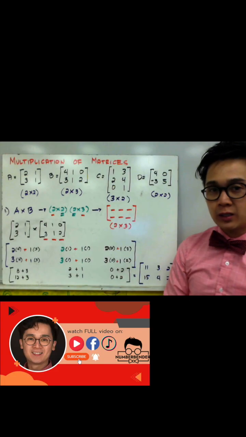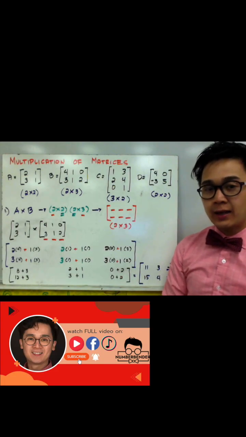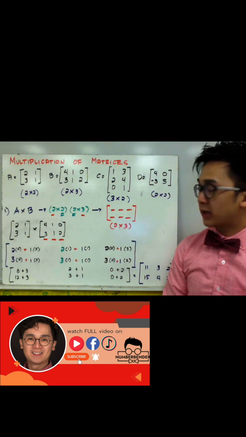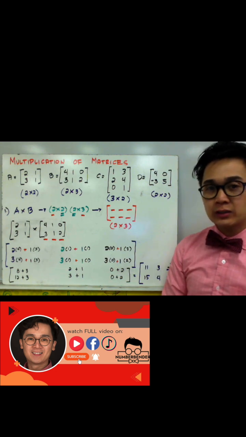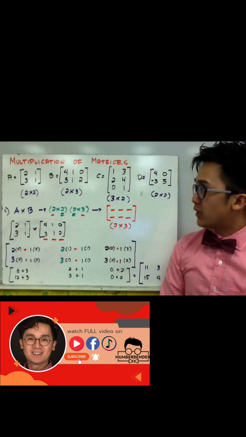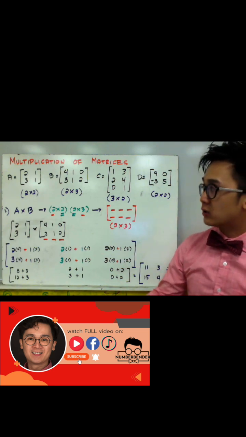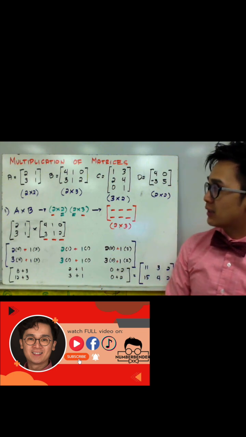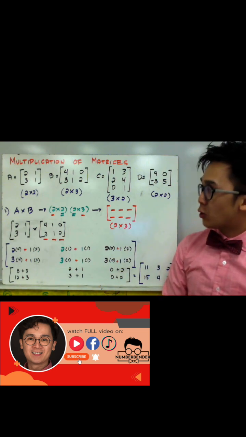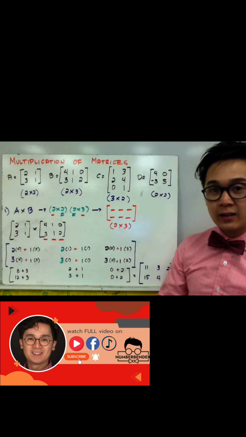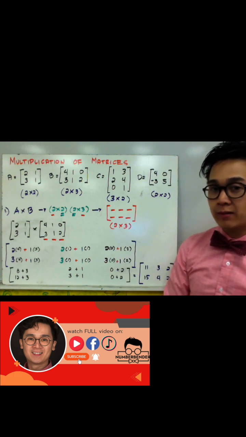In this lesson, we know that adding, subtracting, and scalar multiplying of our matrices is pretty simple. You just need to know that the order of each matrix is the same as the other matrix to be able to perform those operations. Now, the difference between multiplying and addition, subtraction, and scalar multiplication is that you don't need the same order of matrix A and matrix B to be able to combine them.